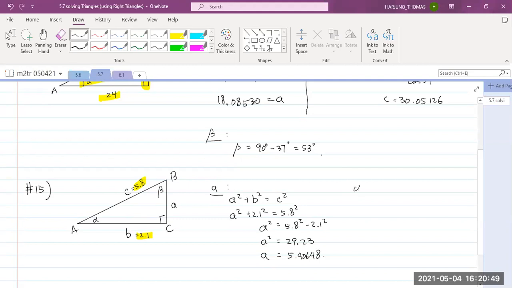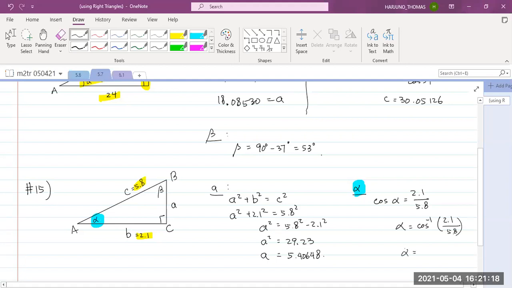Now, how about angle alpha? What relates angle alpha with the yellow sides? That's cosine. Cosine alpha equals 2.1 over 5.8. So alpha will be cosine inverse of 2.1 over 5.8. It's a right angle anyway, right? I get 68.77269 degrees.